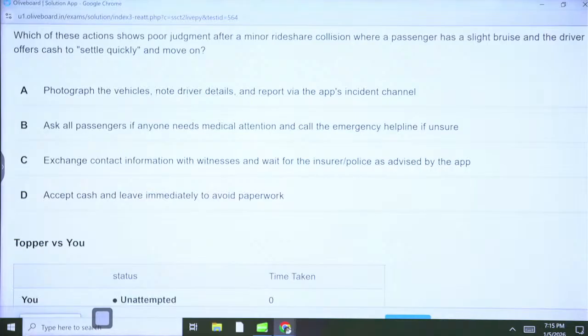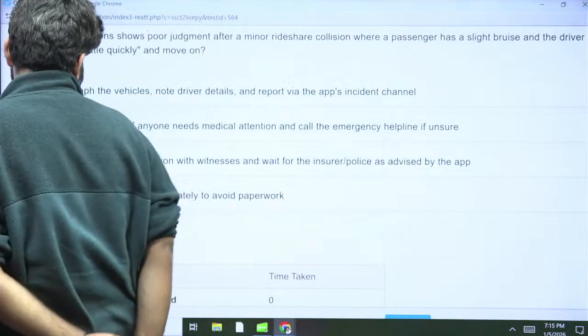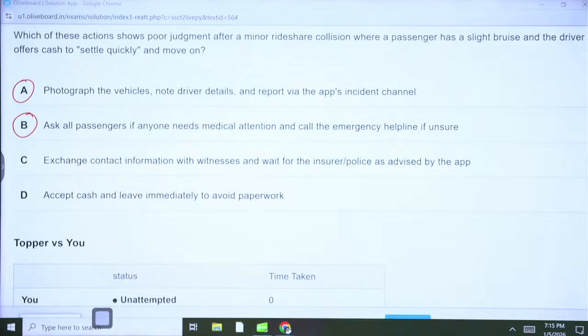So photograph the vehicles, note the driver details and report via the app's incident channel. This is not poor judgment definitely. Ask all passengers if anyone needs medical attention and call the emergency helpline if unsure. This is also not bad judgment. It's a very good judgment. Exchange contact information with the witnesses and wait for the insurer or police as advised by the app. Okay. Also decent judgment. Option D, which majority of us would have done.